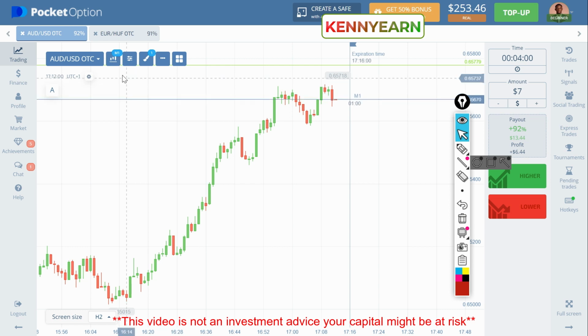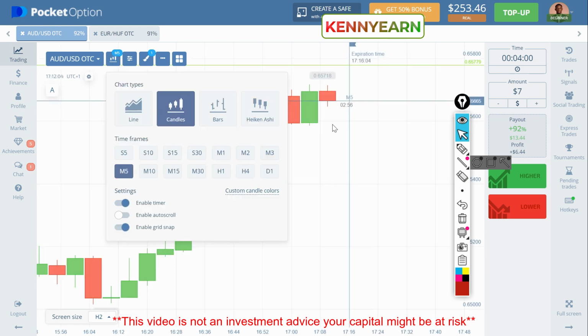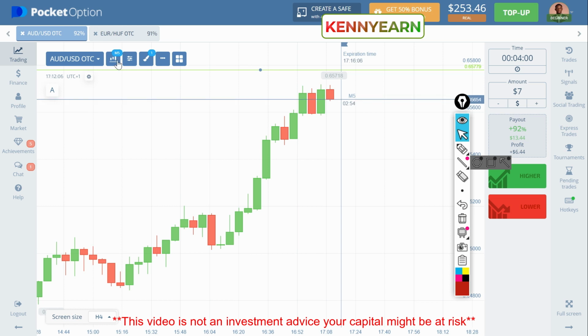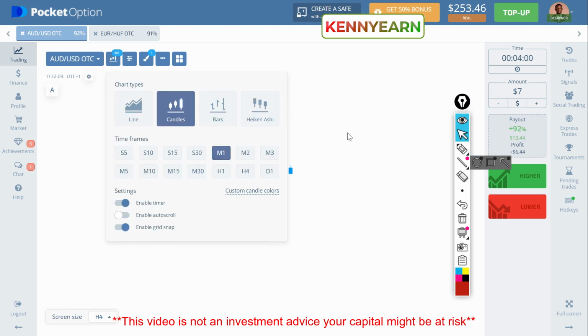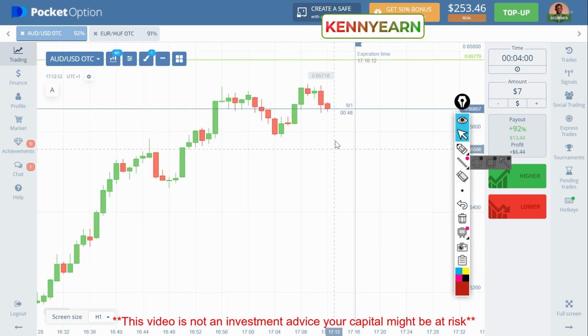Let me see the close of this candle. Okay, it's a good red candle. And from the 5 minute chart, it looks like the next candle is still going to drop down, since the market is giving the red-green pattern.